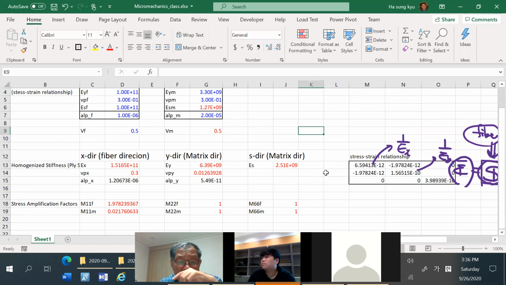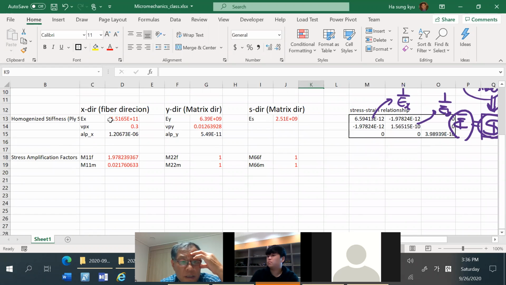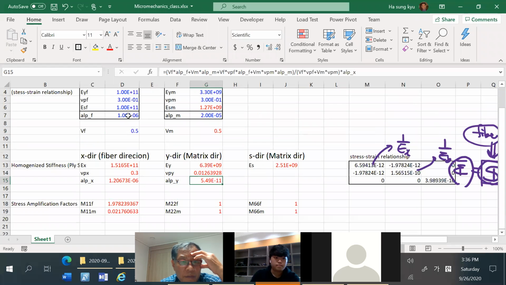We don't need this. So finally, we have all the material properties for the homogenized properties, like equivalent stiffness, Poisson's ratio, and the CTE. Of course, these are dependent variables calculated from the given CTE of the fiber and resin.